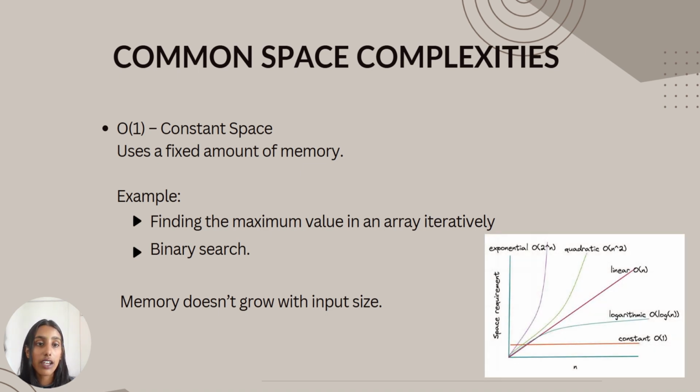O(1) is constant space. This requires a fixed amount of memory, which means that the memory doesn't grow with the input size. For example, finding the maximum value in an array iteratively and binary search all require constant space.